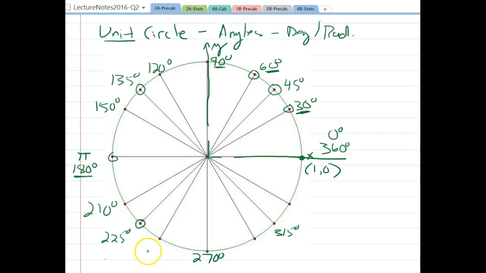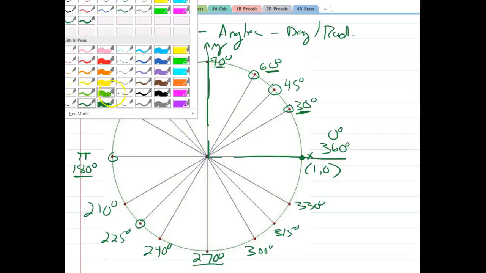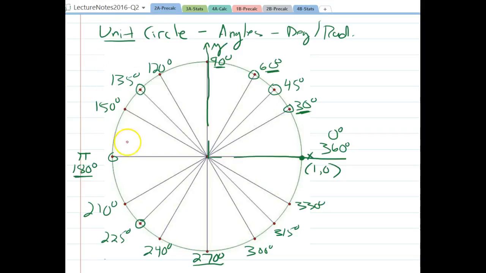Another 30, 240. Another 30 takes me to 270. Then I come to 300. And then finally 330, and then 360. So I've labeled basically all of my angles in degrees. Now let's go with radians. It's going to be much the same thing, nothing really different here.